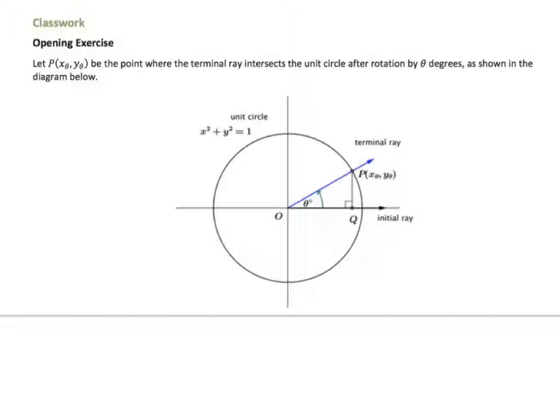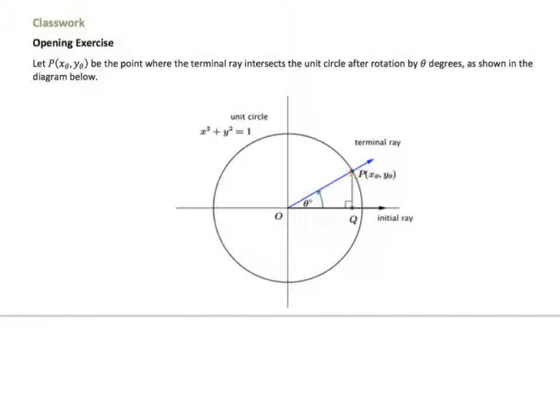Alright, now let's get into the lesson. First of all, let the point with the ordered pair x theta, y theta be the point where the terminal ray intersects the unit circle after rotation by theta degrees, as shown in the diagram below. Okay, remember, these are just all review. I've got my initial ray, and my terminal ray, and my angle of rotation, which in this case is theta.